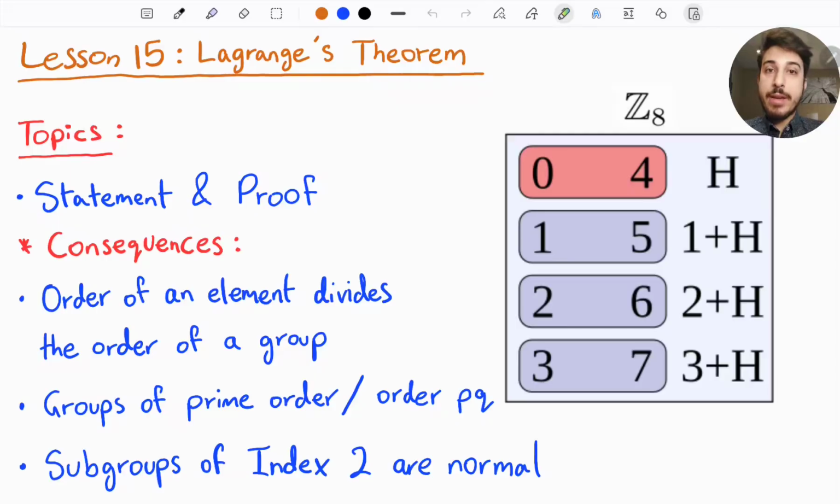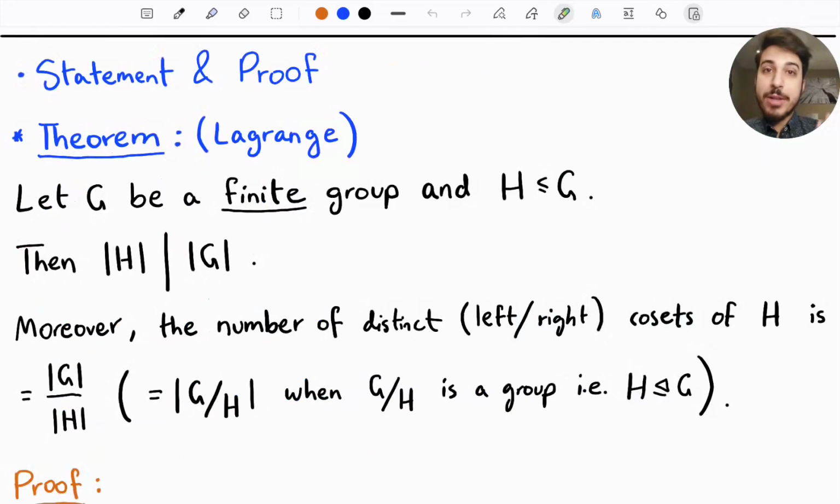The next result says that groups of prime order, or whose order is a product of 2 primes, are going to be classified in a certain way using Lagrange's theorem. The last result says that subgroups of index 2 are normal. Index is something that we're going to define just after proving Lagrange's theorem. Let's get to it.